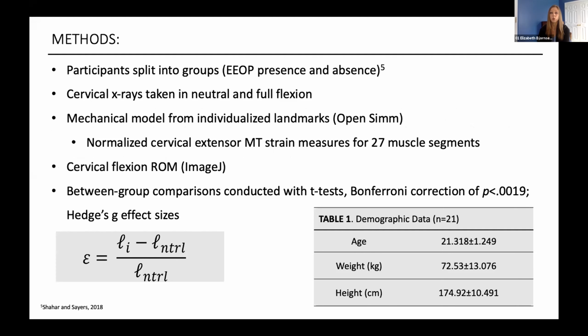Participants were split into 2 groups, those with an EEOP and those without, as defined by previous protocols. Cervical x-rays were taken in both the neutral and fully flexed position. Those x-rays provided individualized landmarks to create a mechanical model using OpenSim software, where we computed normalized cervical extensor musculotendon strain measures for 7 different muscle segments. We also looked at cervical flexion range of motion, calculated with ImageJ. Between-group comparisons were conducted with t-tests with a Bonferroni correction to account for multiple comparisons, and Hedges' g effect sizes were also calculated.